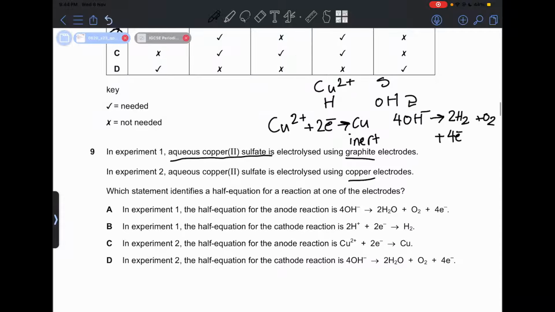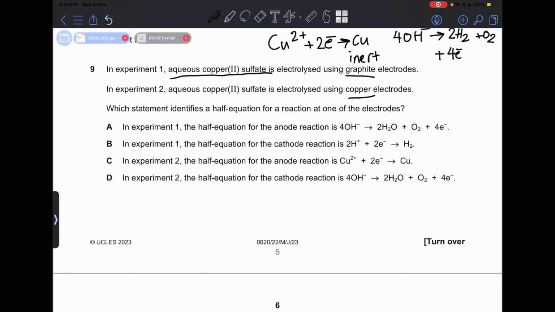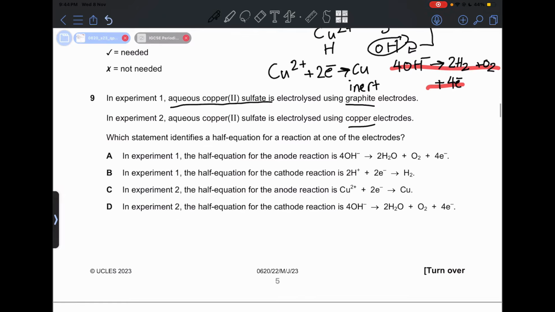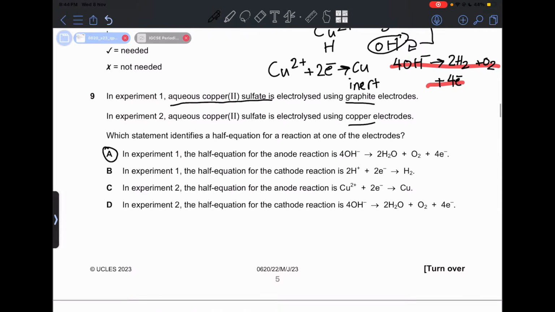So actually, let's see A. In experiment 1, the half equation for the anode reaction is the one that I wrote up here. So this is actually a correct statement because we know that this is aqueous, which means the hydroxide of the water will be released. And if it's concentrated, then the sulfur will be released, because over here we take down the most concentrated, or the most quantity. So if it's an aqueous solution, there's more water, then the hydroxide over here will be displaced. And if it's concentrated, then there's more sulfur, then it will be displaced. So actually our answer is going to be A over here because this is a correct statement.